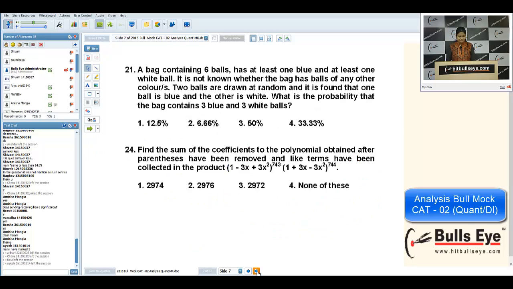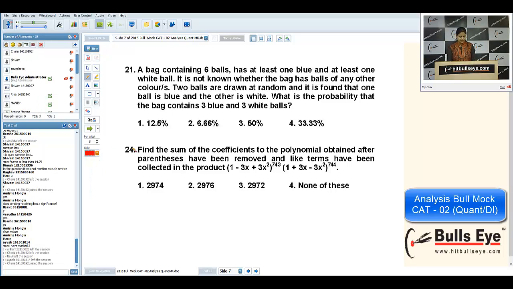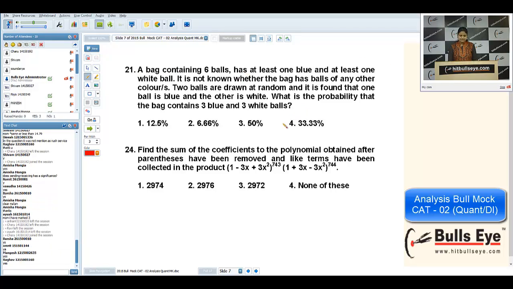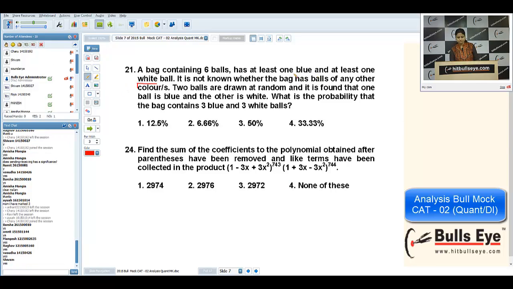Okay, let us move. Yeah, question number 21. It was a difficult question. Many cases. Okay, should I explain this question? A bag contains 6 balls, has at least one blue and at least one white. It is not known whether the bag has balls of any other colors. 2 balls are drawn at random and it is found that one ball is blue and the other is white. What is the probability that the bag contains 3 blue and 3 white balls?